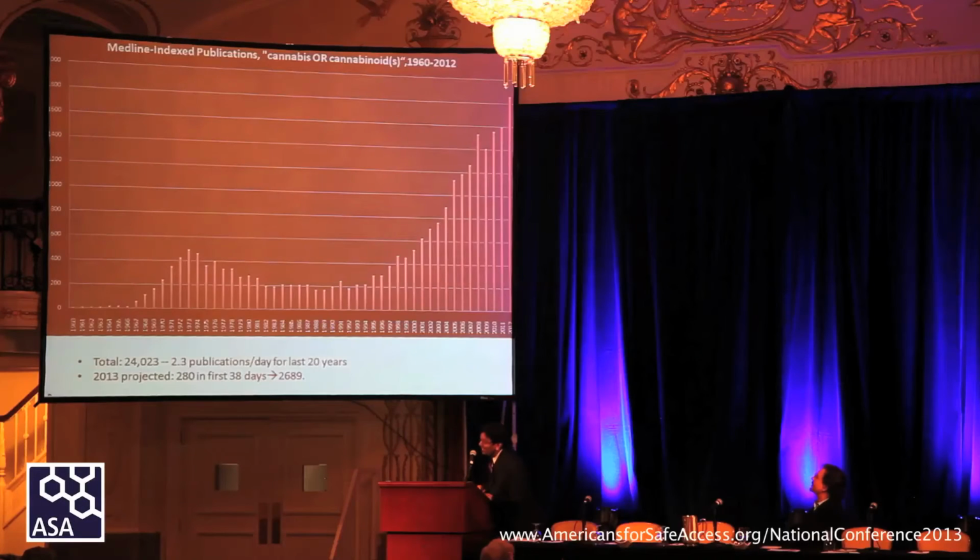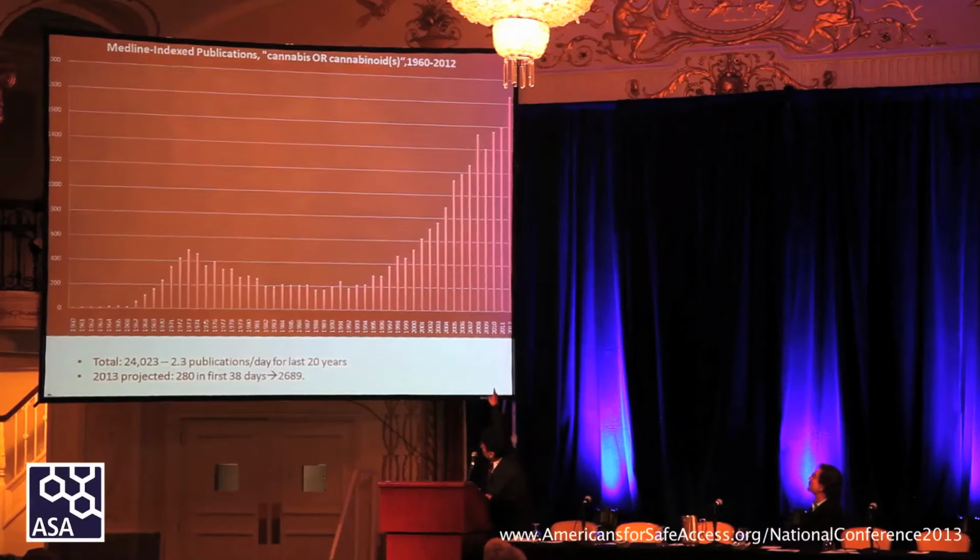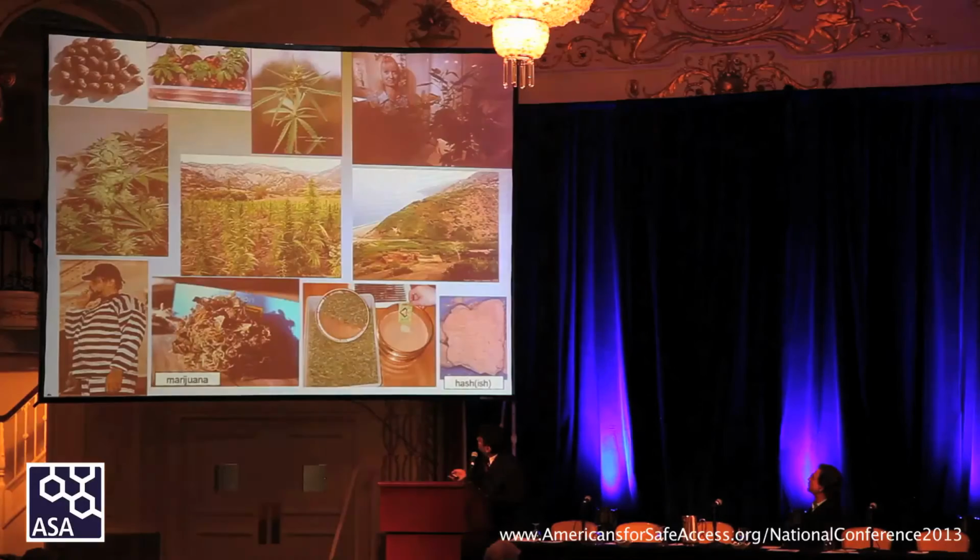This is the data. So essentially that's 2.3 publications a day for the last 20 years if you wanted to do that out. That's 24,000, and then in 2013 it's projected to be 2,689 based on where we're at now per year. This is what's going on.